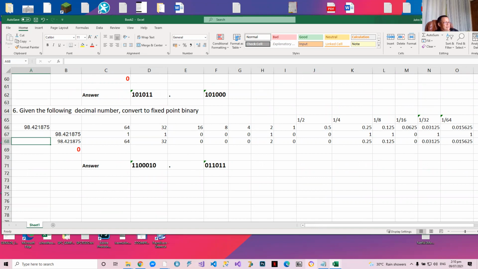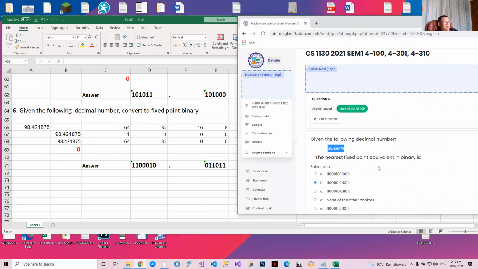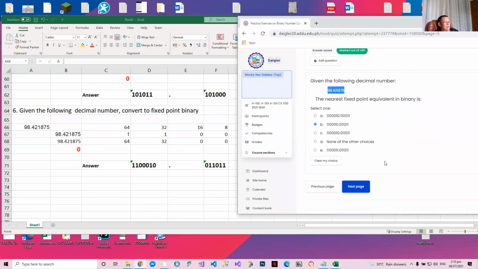Okay, so number 6. Convert to fixed point binary. The answer is 1100. There are how many zeros? 3 zeros. 1 followed by 3 zeros and 1 0. This will be it. No?